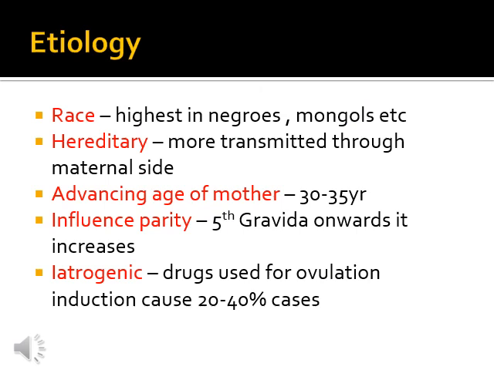Coming to the etiology, the first is race. The highest incidence is seen in Negroes and Mongols, and heredity is more often transmitted on the maternal side. Advancing age of the mother, if it is more than 30 to 35 years, gives more chance of twin pregnancy. Influence of parity: from the fifth gravida onwards, it increases. If the mother is in her fifth pregnancy, there is more chance of twin pregnancy. And there are some iatrogenic factors. The drugs used for ovulation induction cause 20 to 40% of cases of twin pregnancy. You might have seen that mothers who are taking infertility treatment get more twin pregnancies.